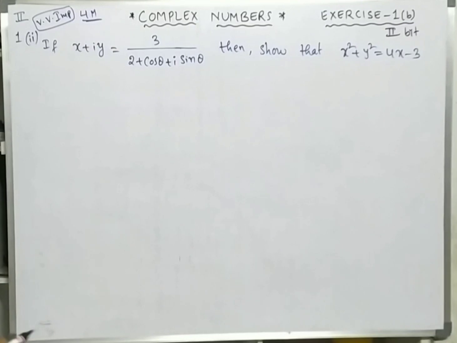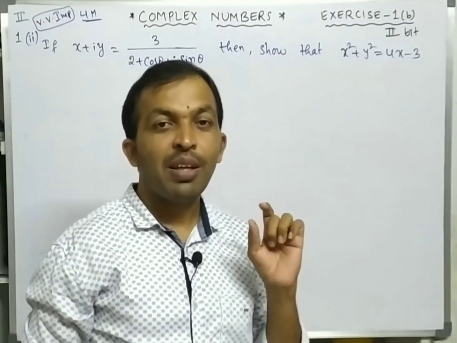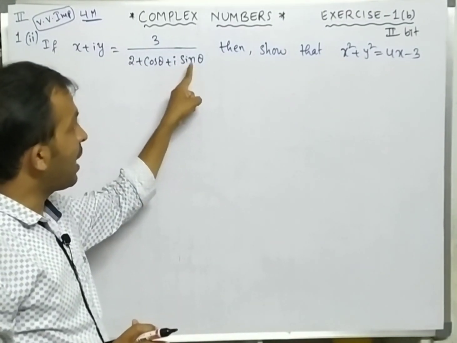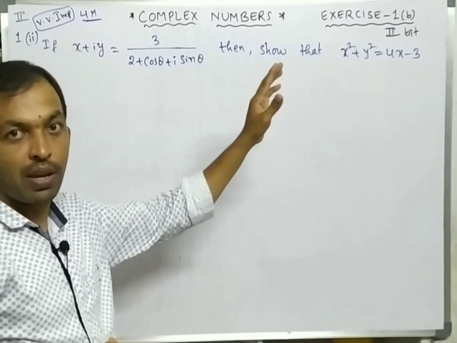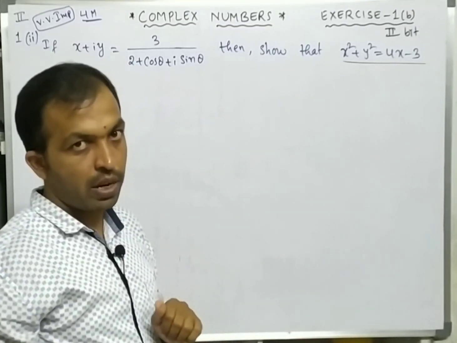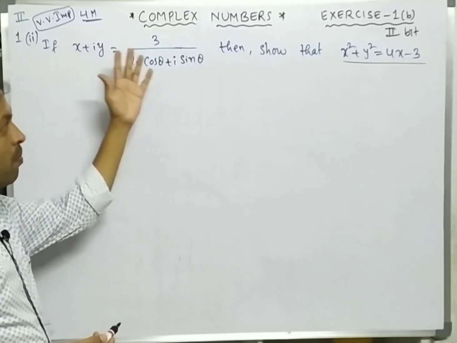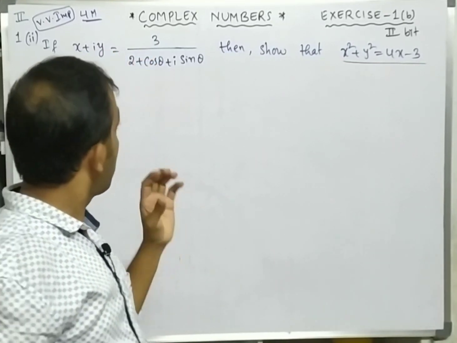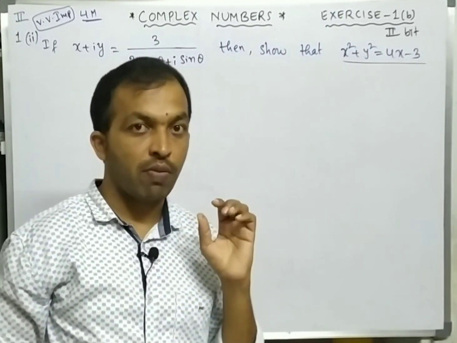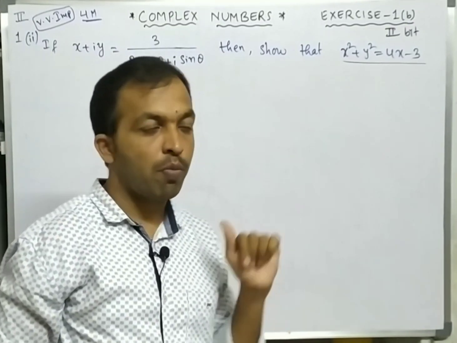Next, second problem, a very important problem for 4 marks in the intermediate public examination. x plus iy is equal to 3 by (2 plus cos theta plus i sin theta). Then show that x square plus y square is equal to 4x minus 3. That we have to show. On the left hand side we have complex form, but the right hand side is not in complex form, so convert the right hand side into complex form. For that, multiply numerator and denominator with the conjugate of the denominator.